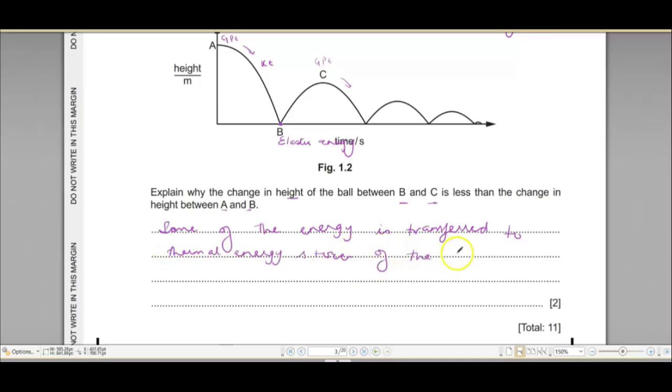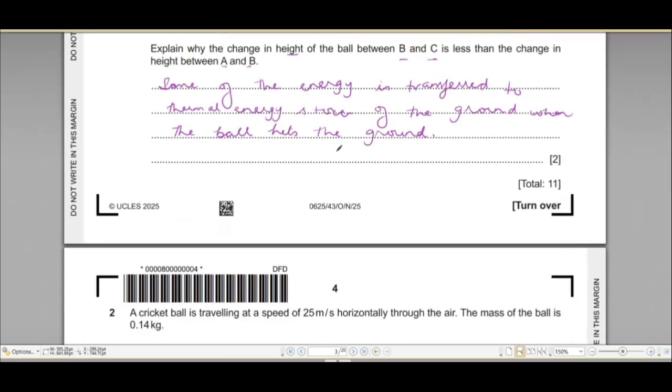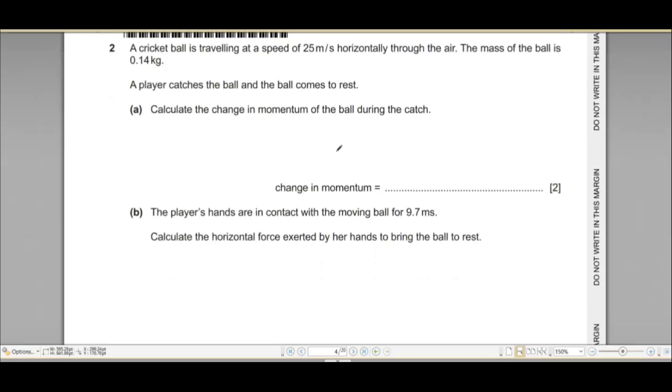That is also one of the explanations, of the ground when the ball hits the ground. And you can also write the explanation I just gave you: that when the ball hits the ground, some of the energy is converted into elastic energy and some is converted to thermal energy as well. So whatever suits you and whatever you like, both would be correct.